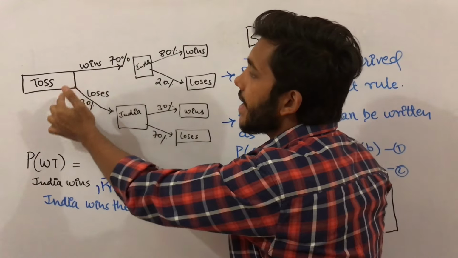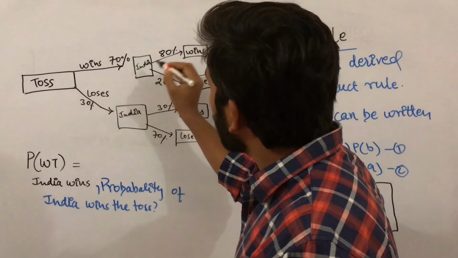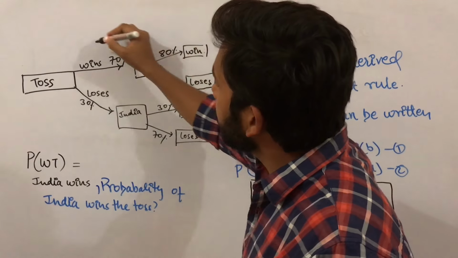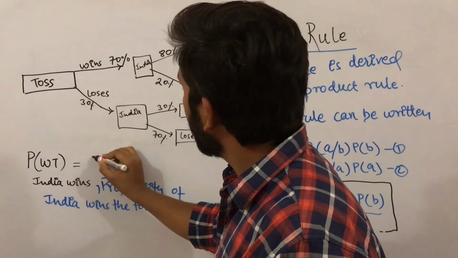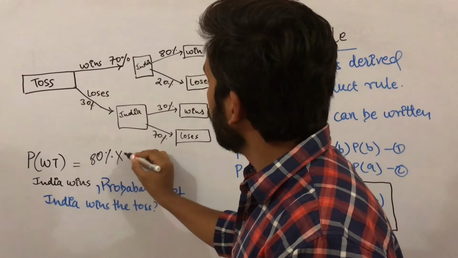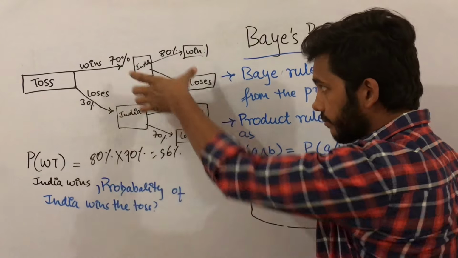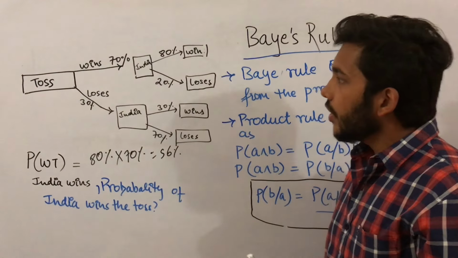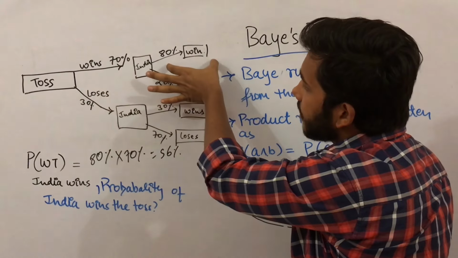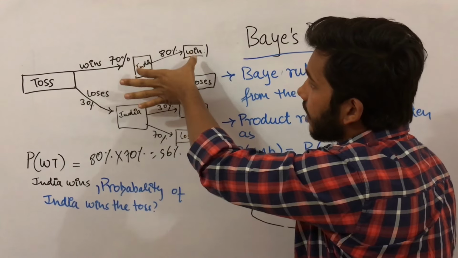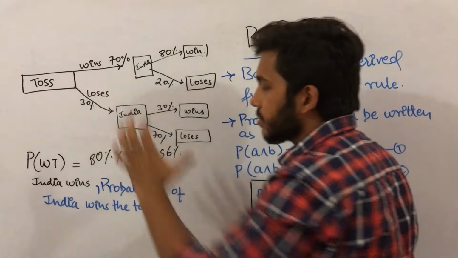So if we want to find the probability that India wins the match given that India has won the toss, we can write it as 80% into 70%, and that will be 56%. This is easy because there is an 80% chance that India will win the match when India has won the toss.